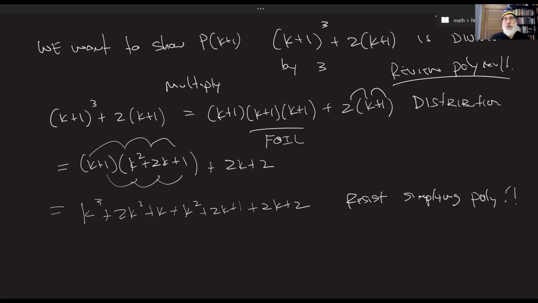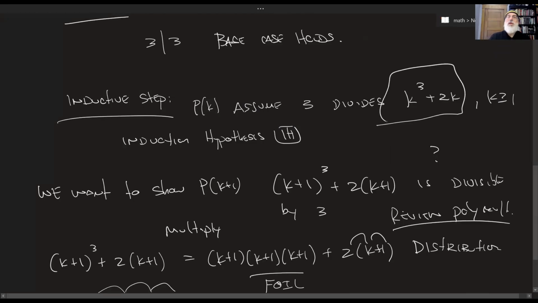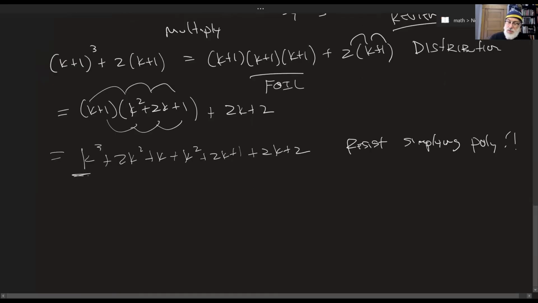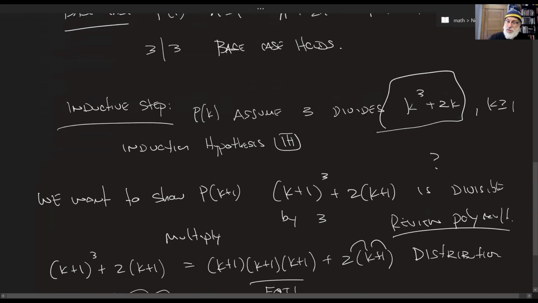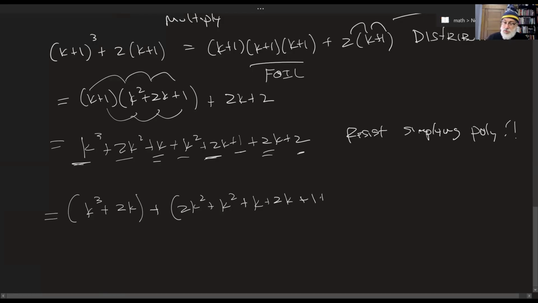k cubed plus 2k is divisible by 3, right? Let's recall what that is. That's up here. If I want to use that, I want to be able to gather terms here. And I see I have a k cubed and I have a 2k, right? That was in the induction hypothesis. So I'm going to group those. I'm going to put the k cubed plus 2k together. And then we're going to just group the rest of this stuff. So 2k squared plus k squared. And I'm grabbing like terms and putting them next to each other. So we have k plus 2k, and then we have 1 and 2, so plus 1 plus 2.